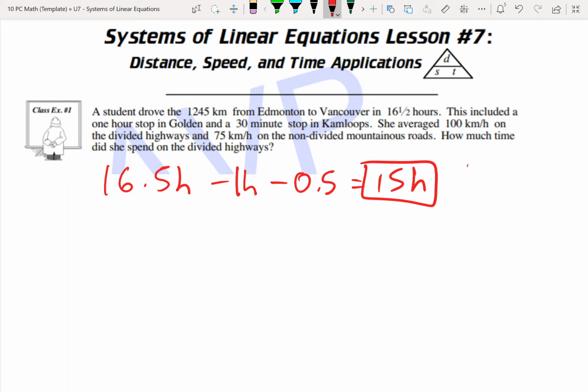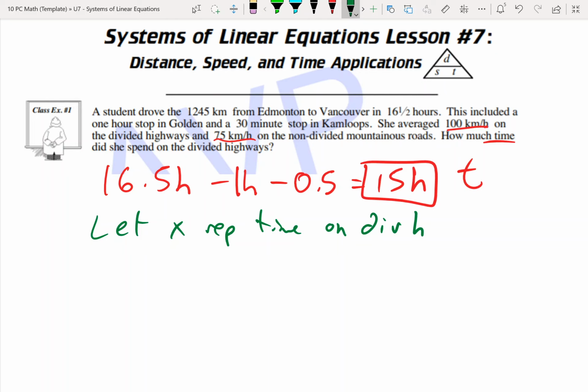Okay? That's the time. Now, it gave an average speed for the divided highways and an average speed for the non-divided highways. Cool. And it says how much time did she spend on each. So that's what we're trying to find. So again, we're going to set up our let statements. Let x represent time on the divided highways, and then y will represent time on non-divided highways. Okay? So those are the two variables we're trying to find.